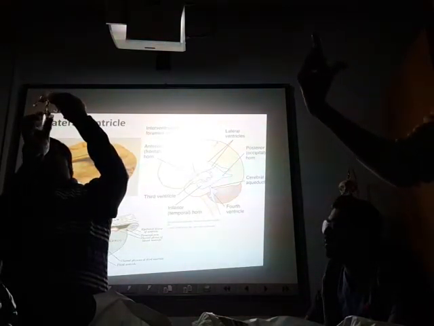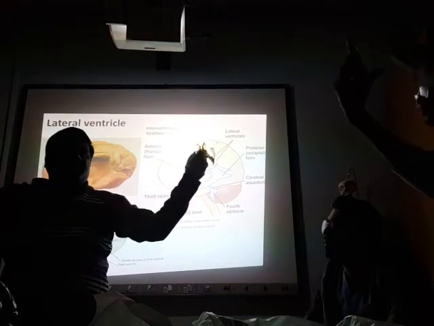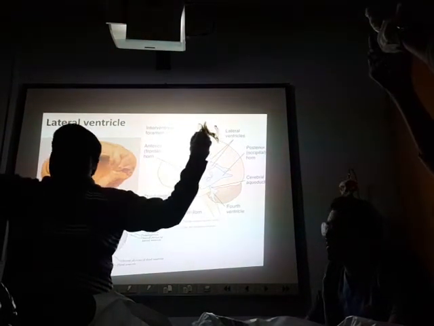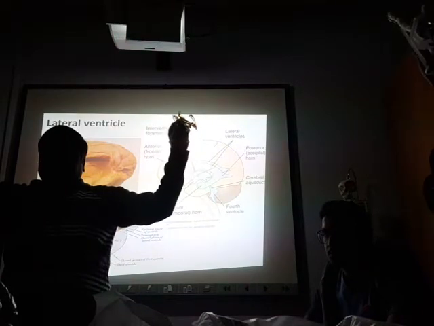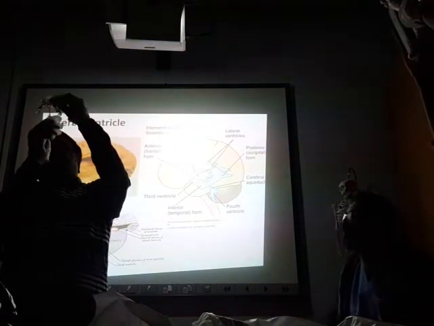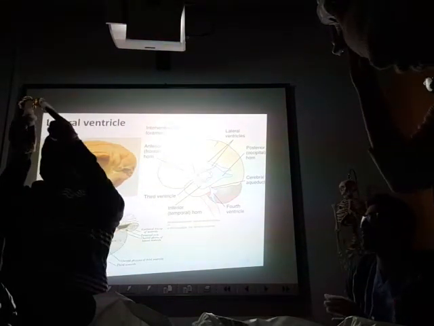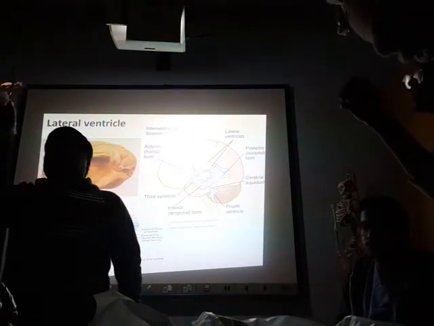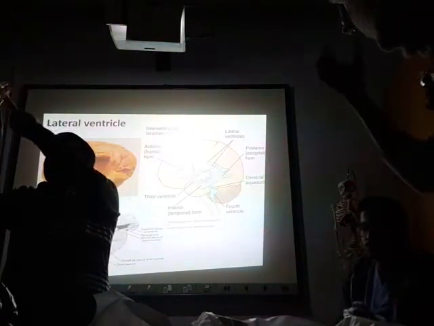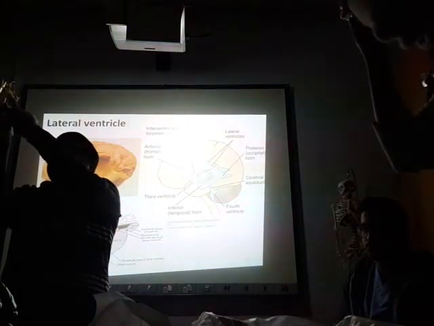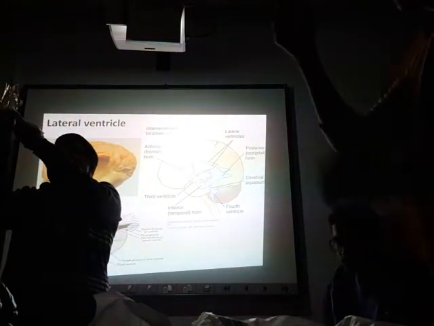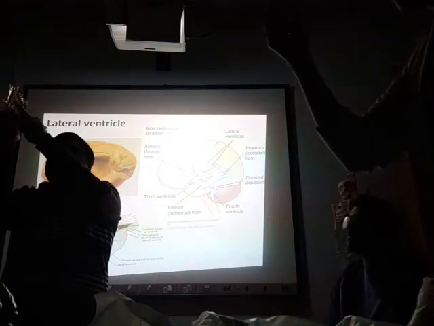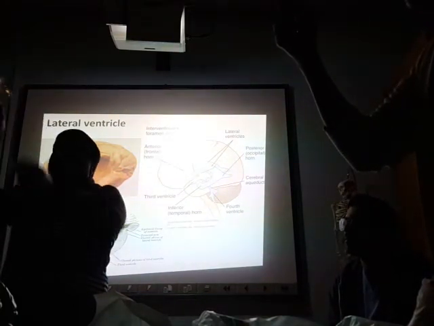From here, the foramen of Luschka and foramen of Magendie, it will pass through the subarachnoid space. Am I clear? It's very clear here, I guess. These are the lateral ventricles, which are C-shaped. This is the third ventricle, the central part, this is the fourth ventricle, and this is the duct connecting them.